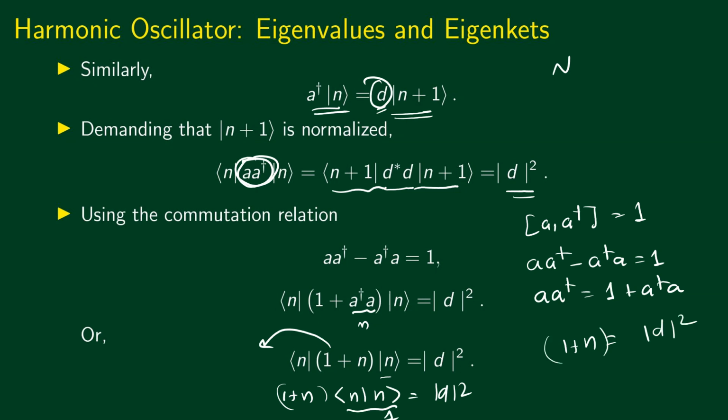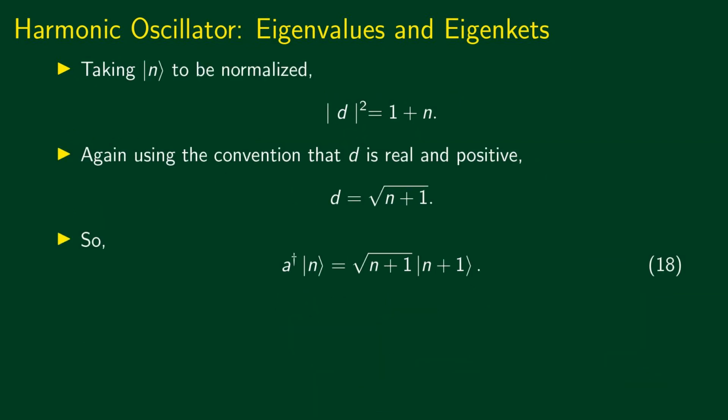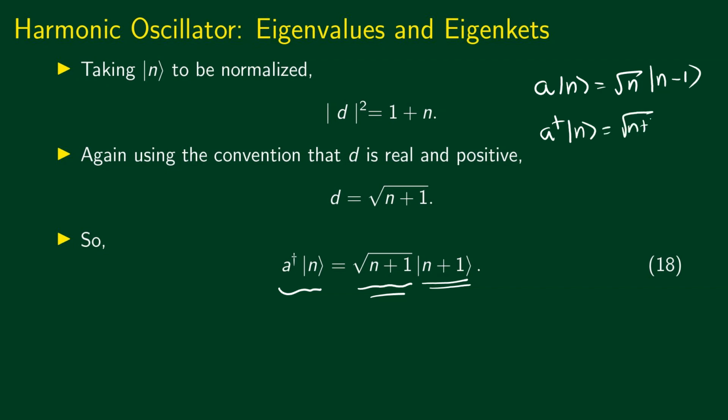Okay. And we can drop the phase factor as we mentioned previously, and we can write d is equal to square root of 1 plus n. So we finally have A dagger acting on ket n is equal to square root of n plus 1 multiplied by ket n plus 1. Now we have found A acting on ket n is equal to square root of n multiplied by ket n minus 1, and A dagger acting on ket n can be written as square root of n plus 1 multiplying ket n plus 1. We are going to use these relations, so you have to remember this.